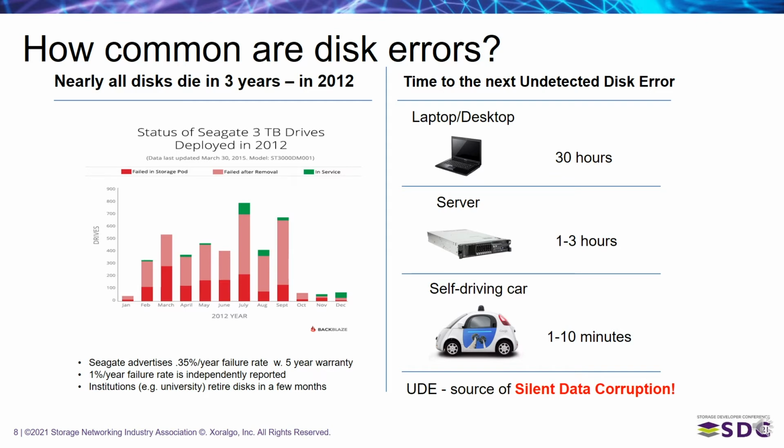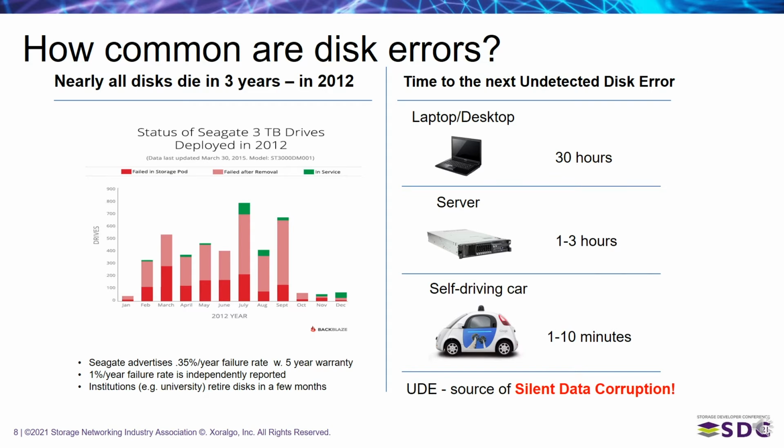So how common are disk errors? In this slide, we're concerned with both erasures, that means complete disk failure, and undetected disk errors. On the left, we have a well-known study of Seagate 3 terabyte drives deployed in 2012 and followed to complete failure. It turns out that in 3 years, almost all disks died. This batch of disks was unusual, and Seagate advertises 0.35% per year failure rate with 5-year warranty. Also, 1% per year failure rate is independently reported.